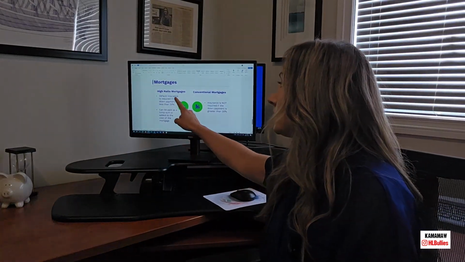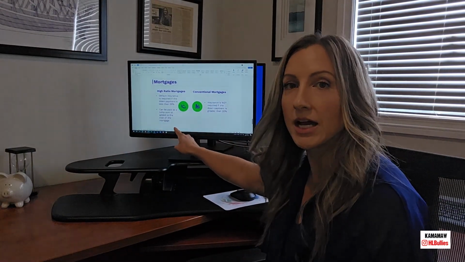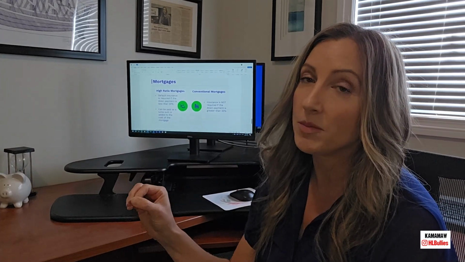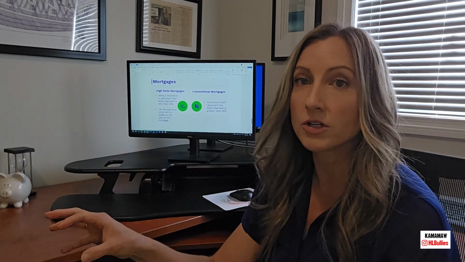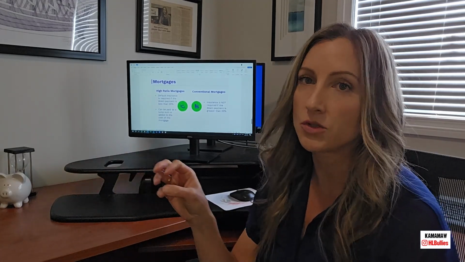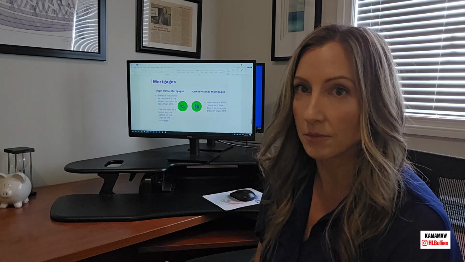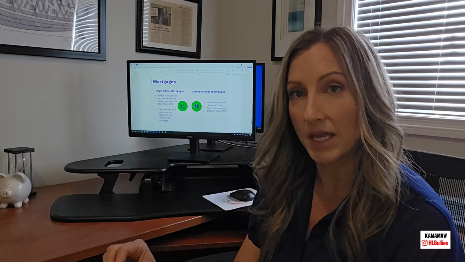That insurance is there to protect the bank because you're putting a smaller amount down to buy a house. The bank charges you that insurance, and it can be paid in a lump sum when you buy the house, or it can be put into the mortgage altogether. If you have 20% or more as a down payment, then you don't have to pay that insurance fee.